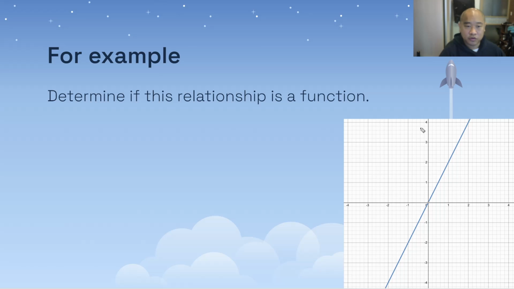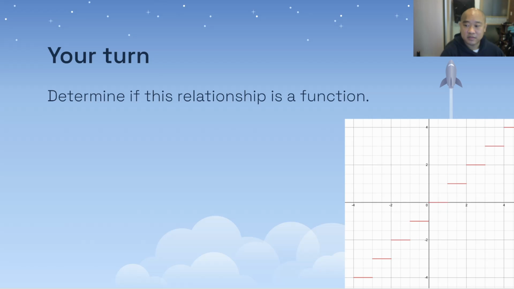We can draw vertical lines. Let me get the line tool out. We can draw vertical lines, and if each vertical line only touches one point, then it is a function. And you should be able to draw any vertical line anywhere on this relationship. It's not like a test if you can only do it in some parts and not other parts. It needs to be anywhere on the graph. So this is a function because it passes the vertical line test.